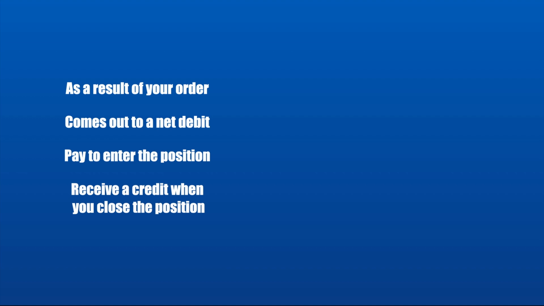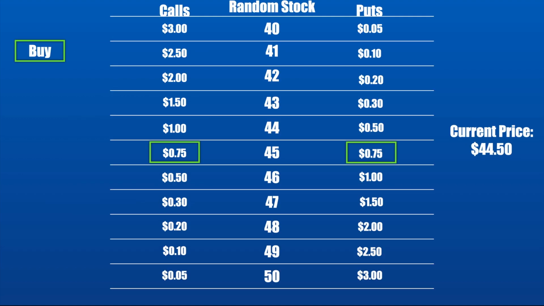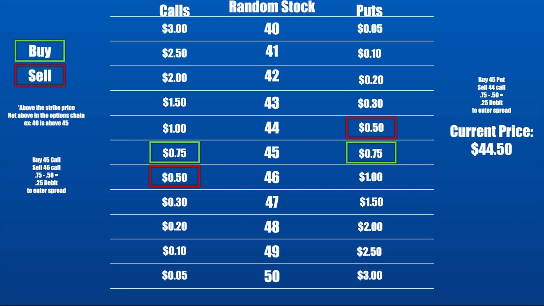A debit spread receives its name because the two-leg option order that you place results in a net debit, meaning that you will pay to enter the spread, and then you'll receive a credit back when you go to close the spread. How a debit spread works is that you will buy your long strike and then sell a short strike that is above it for a call or below it for a put.